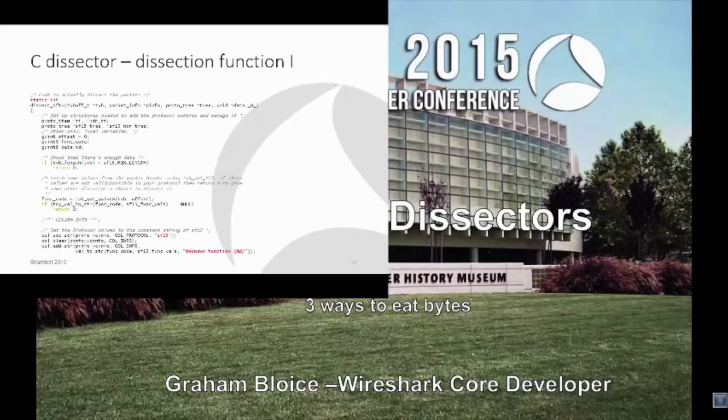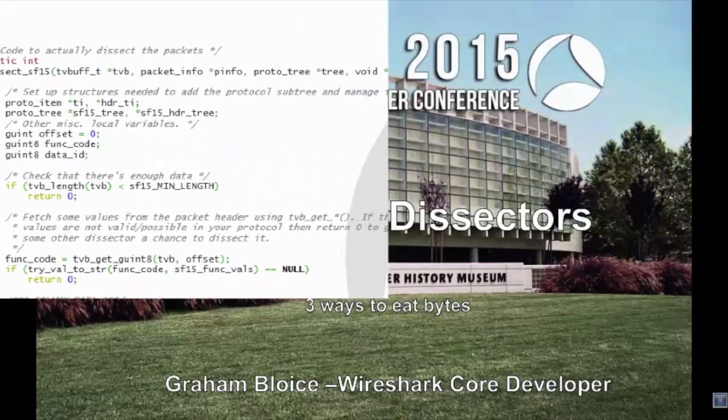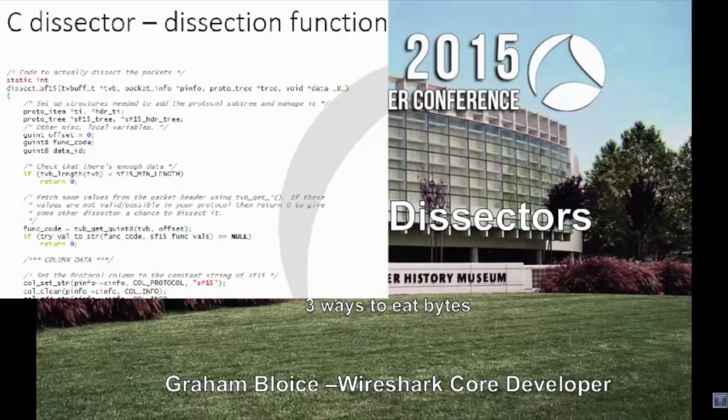I'll expand this one again. So now we're actually going to declare our dissection function, dissect_SF15. And now, of course, you see in a C-based dissector, you get passed lots more information. You get passed the infamous tvbuff_t. It's a testable virtual buffer.